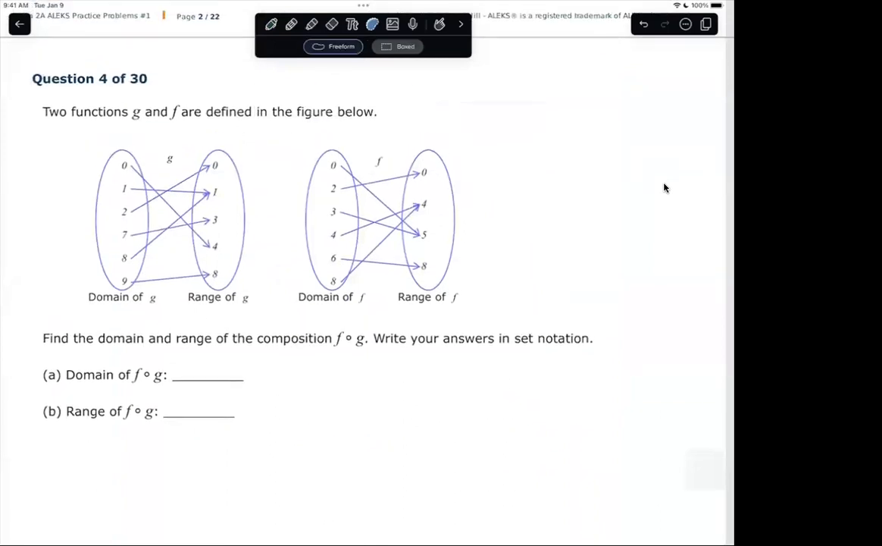It says two functions are defined below, and we want to find the domain of the composition f of g. So we have to understand this composition and how we can work with it. So f of g of x can be written as f with g of x plugged into it. Okay. So if you want to evaluate this function, you can start by plugging things into g as your first step. So what can we plug into g? What would be a good number to start with that we can plug into g?